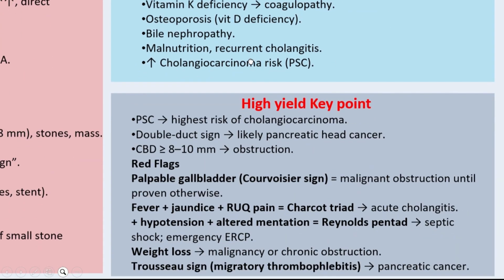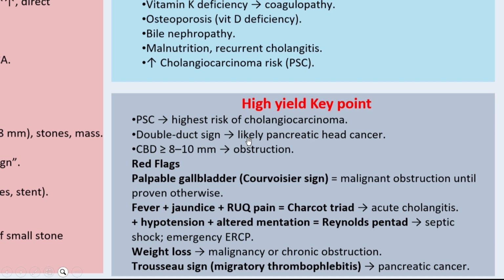So the high yield tips to look at is that whenever I have primary sclerosing cholangitis, there's a high risk of developing cholangiocarcinoma. When you see a double duct sign, most likely you're having pancreatic head cancer. If the CBD is greater than 8 to 10 millimeters, then we obviously have obstruction. Then red flags, when you have a palpable gallbladder and Courvoisier's sign, it is malignant until proven otherwise.